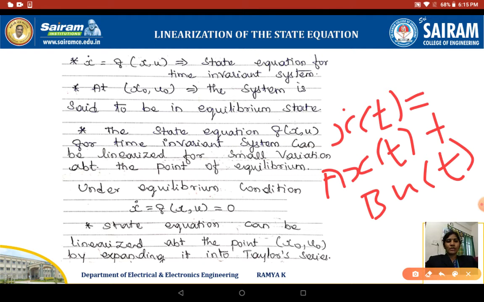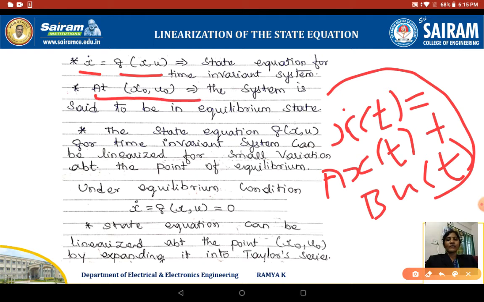So when you look at this particular equation, x dot of t is a function of x comma u. So it is nothing but your state equation for a time invariant system. And moreover, the system is said to be in equilibrium condition only after the initial state. Therefore, the initial state of the state variable and input variable are represented with x naught and u naught. So the system is said to be in equilibrium when x is equal to x naught and u is equal to u naught.